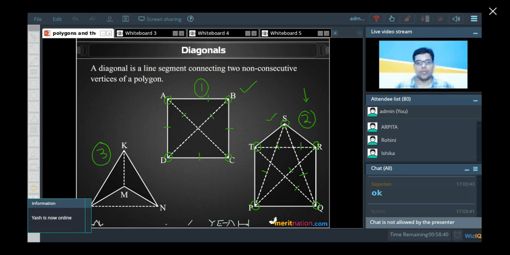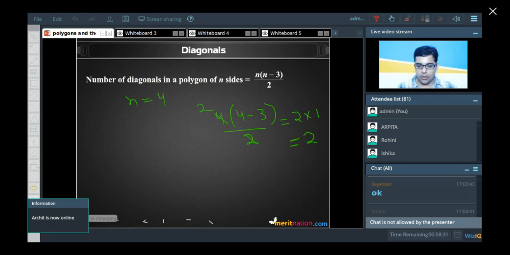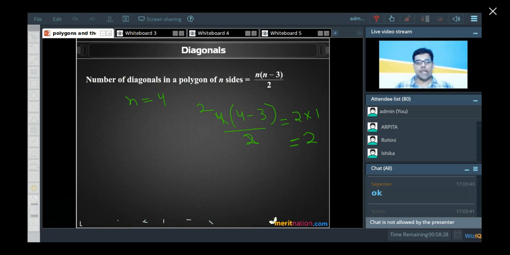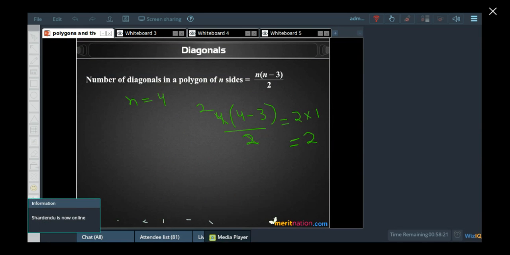Okay, now guys, what we're talking about here is the polygon ABCD. In this, the number of sides is 4. So we talked about how to find the number of diagonals, that is 4 multiplied by (4 minus 3) upon 2. This formula.